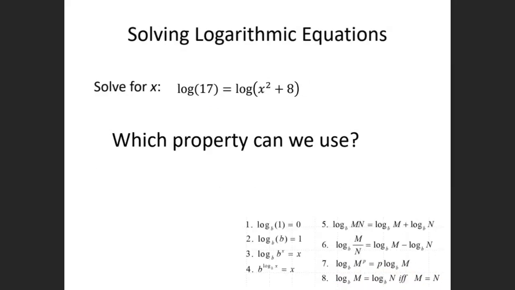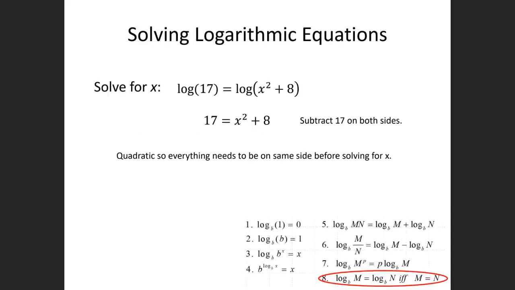Log of 17 equals the log of x squared plus 8. So again, keep in mind, when they don't write a subscript down there, that means that our base is 10. So when you don't see a subscript, we automatically assume that it's our base 10. So these two logs that are equal to each other have the same base. It's a base 10. So again, I'm going to use my one-to-one property. The inputs also have to be equal. So then I'm going to have 17 is equal to x squared plus 8.